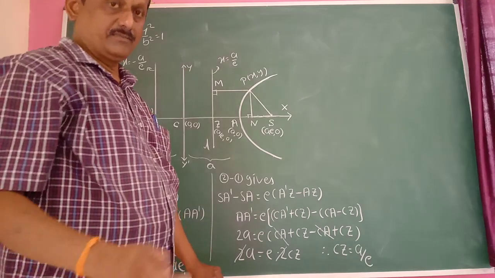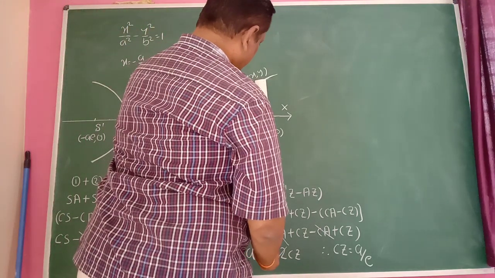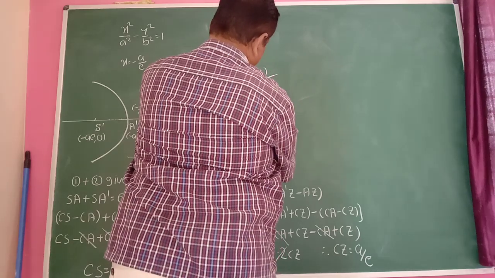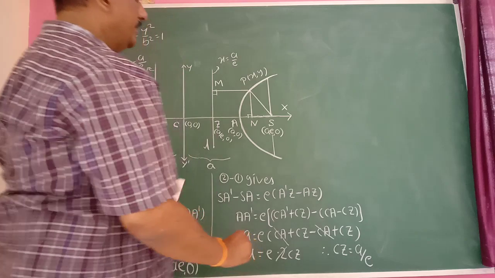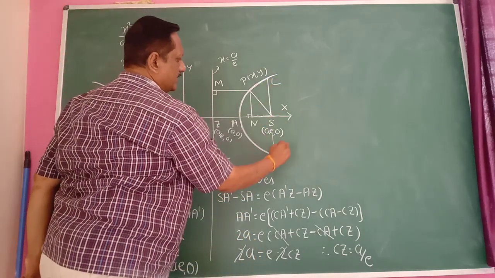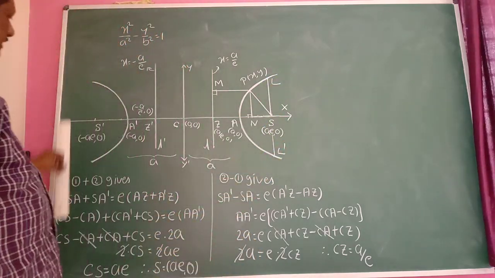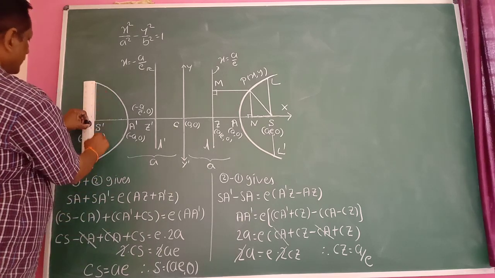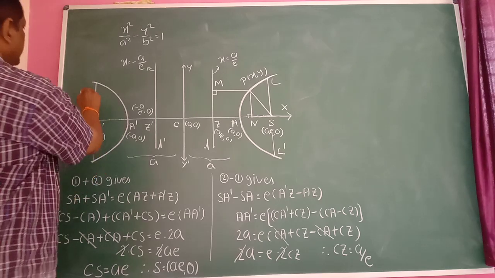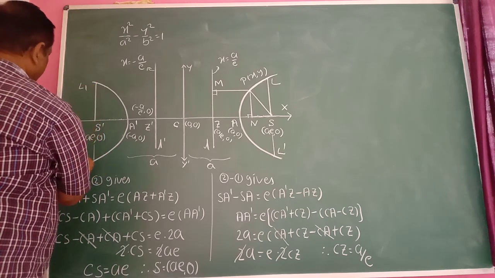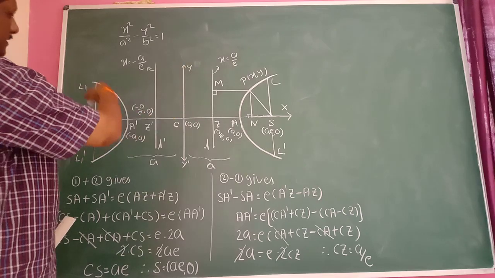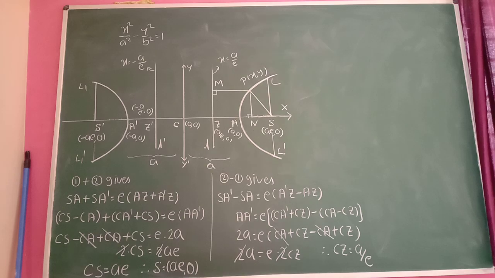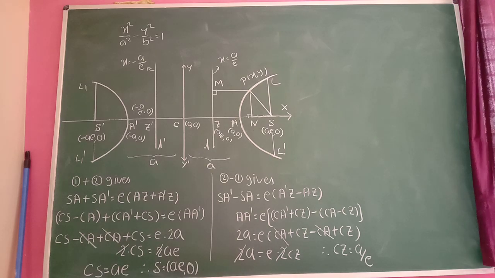Just take an ellipse here. Here you can draw a line passing through the focus, parallel to the y-axis. It is called a latus rectum. L L dash is the latus rectum. Even here also, you can draw a line passing through the focus parallel to the y-axis. It is L1 L1 dash. This is a latus rectum, this is also a latus rectum. These are called latera recta. In plural, it is called latera recta.